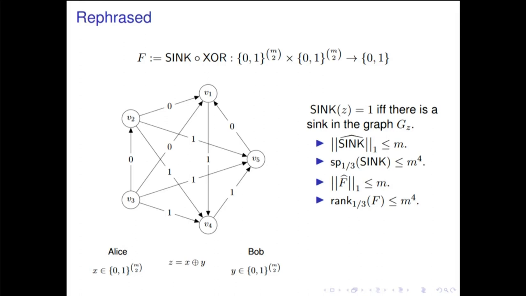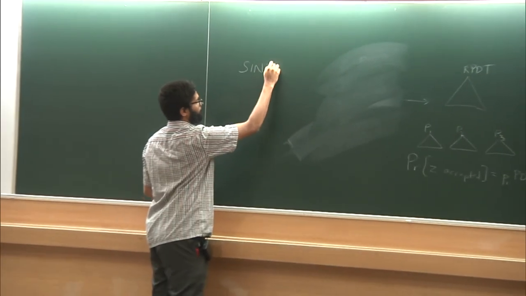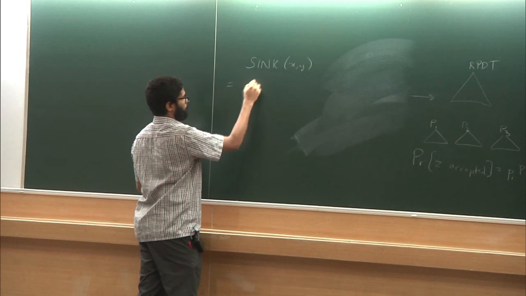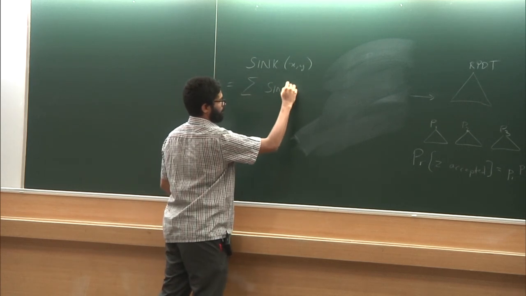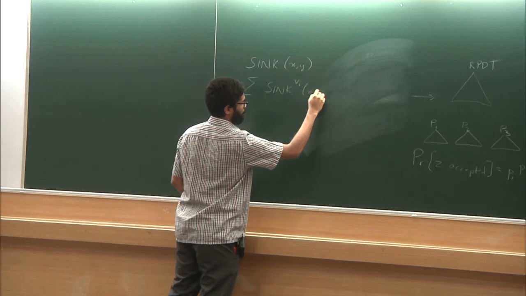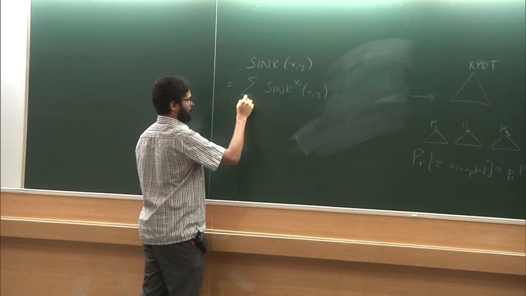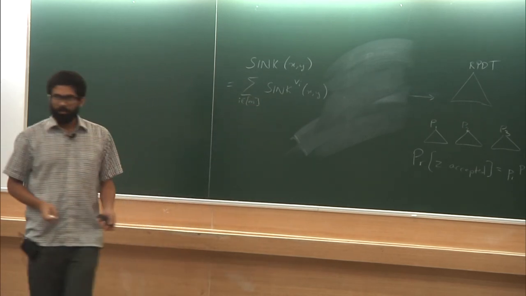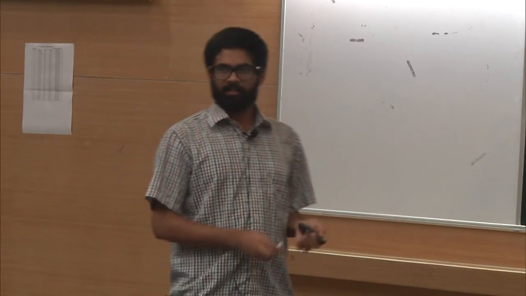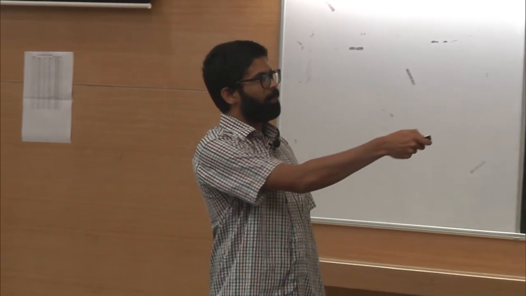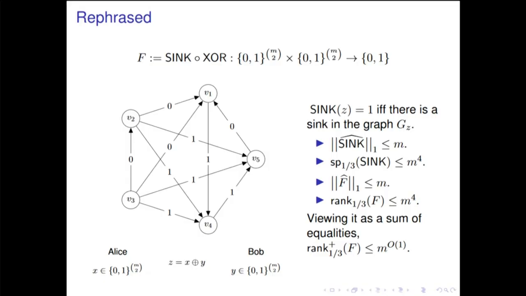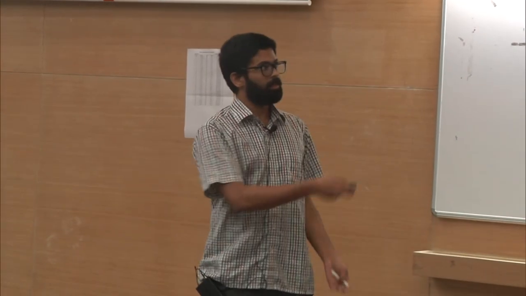One further measure that this has, which doesn't directly lift from the PDT function, is the approximate non-negative rank of F is actually small too. So why is this? This is quite simple. Sink of (x, y) is actually a sum of sink_vi of (x, y), which is asking, is vi a sink? And finding out whether vi is a sink is equivalent to just doing an equality. For example, if you look at V1, V1 is a sink if and only if Alice's bits on these edges are equal to Bob's bits on those edges. Then their bitwise XOR is all zeros, and V1 is a sink.